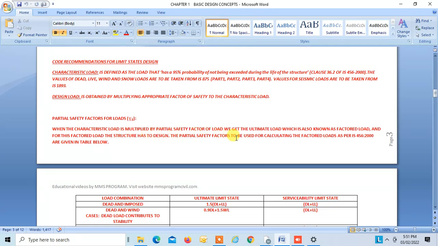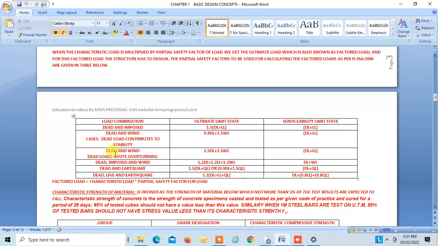The partial safety factors to be used for calculating the factored loads as per IS 456 2000 are given in this table below, which is given in IS 456. These are different load combinations. This is the ultimate limit state, in which we apply different load factors to dead load, live load, wind load, and earthquake load. And this is the serviceability limit state. Here usually a load factor of unity is multiplied. Over here we can see 0.8, and 0.8 is multiplied with live load and earthquake load.